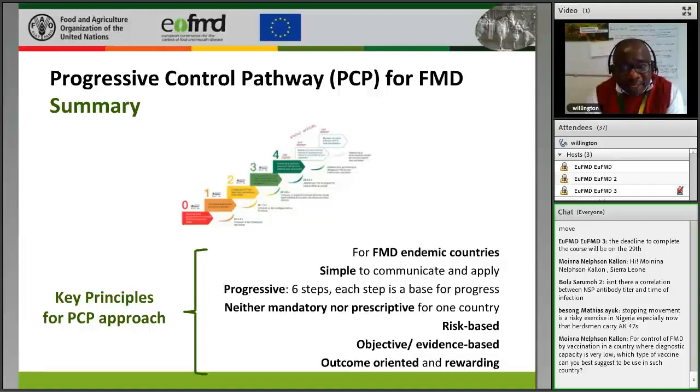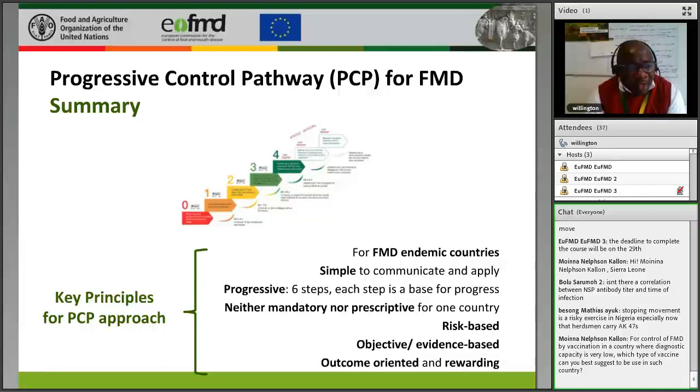I will just take these stages very quickly. Stage 0 is a situation where the foot and mouth disease risk is not well known in the country. They don't have enough reliable information concerning the disease. The disease has an impact in the community, but they don't have reliable information as to how to control it. Stage 1 is where risk and control options are identified. The country in this stage has identified the risk and the different control options that are possible.